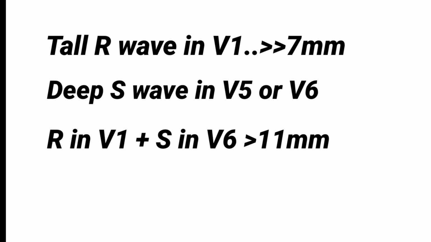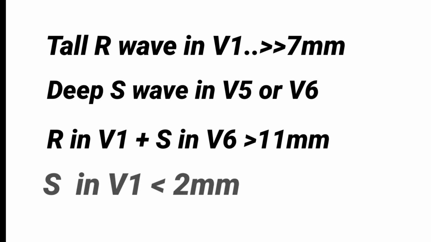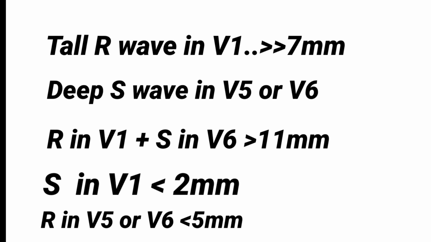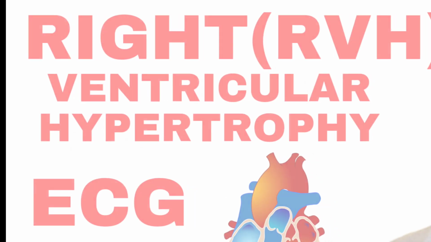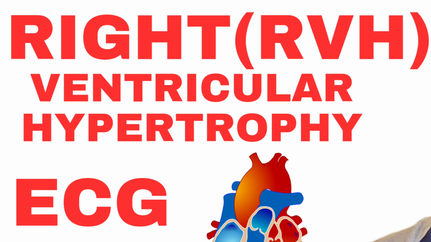Another criterion is that the S wave in V1 should be less than 2 mm, and R in V5 or V6 less than 5 mm. There is also a criterion of R in aVR greater than 5 mm, and S in V6 greater than 7 mm. So all these are the criteria to diagnose right ventricular hypertrophy on the basis of ECG. There is also right axis deviation, which is normally between 90 to 180 degrees. This is also a criterion for diagnosing right ventricular hypertrophy.